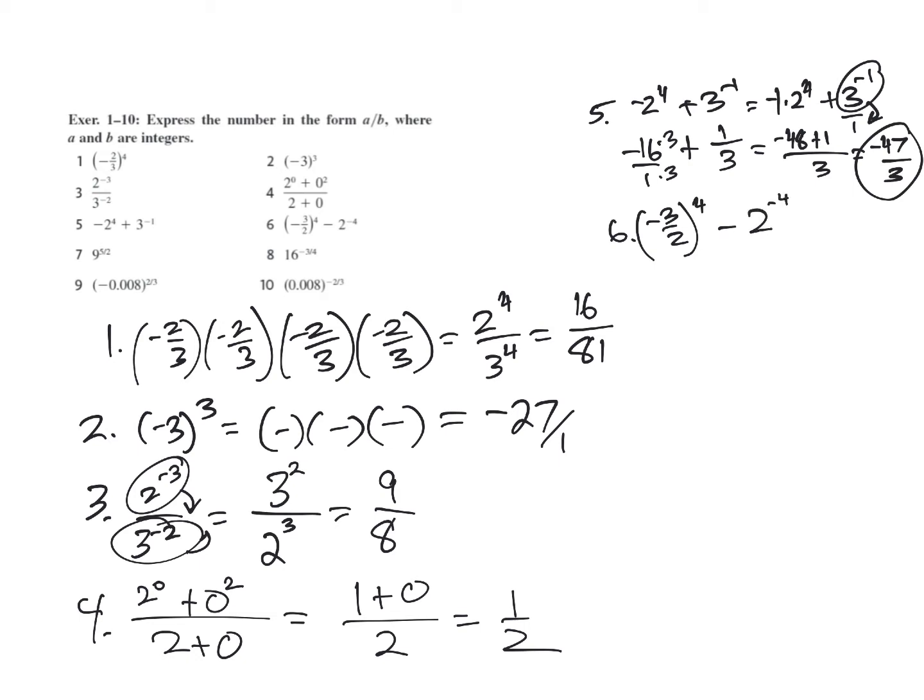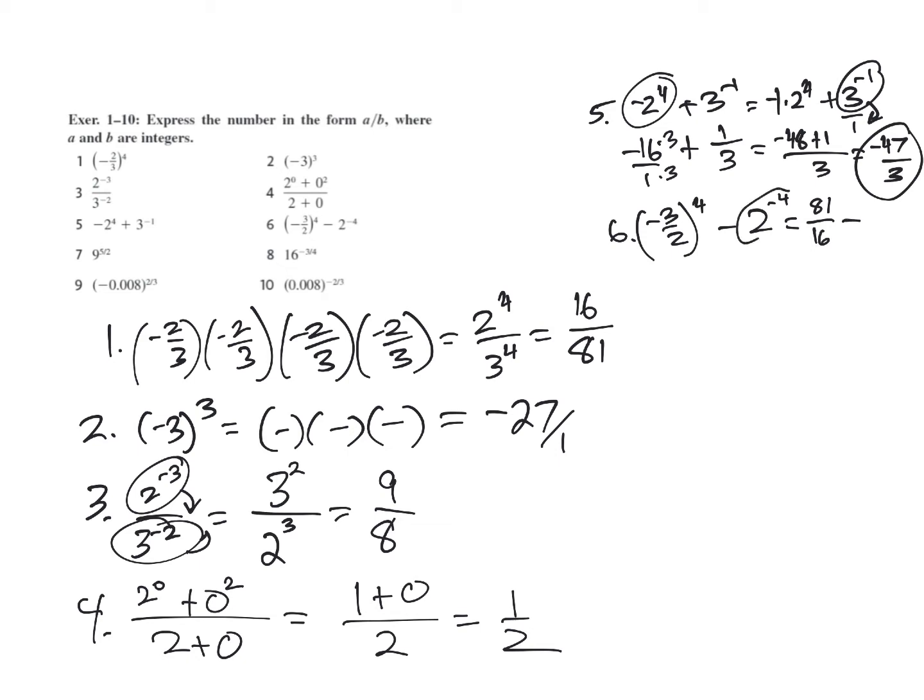Number 6, negative 3/2 to the 4th power minus 2 to the negative 4. So again, the negative in this one, number 6, is inside the parentheses. On number 5, it was not inside the parentheses. So this is still, on number 6, negative 1 times 3/2, but when you do that, it's negative. So we raise that negative to the 4th power, it's going to make it positive. So 3 to the 4th is going to be 81. 3 times 3 is 9, times 3 is 27, times the 4th 3 is going to be 81, and 2 to the 4th is 16.